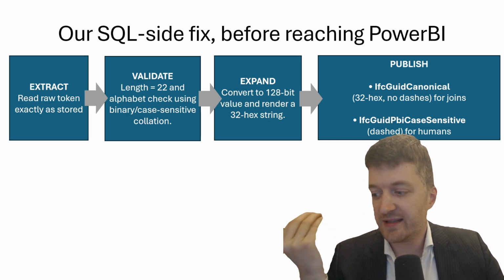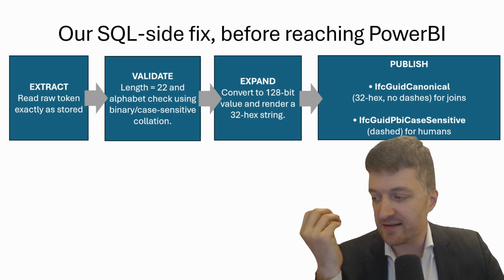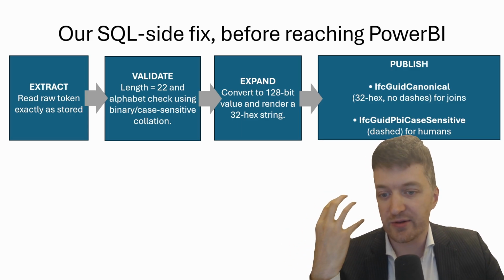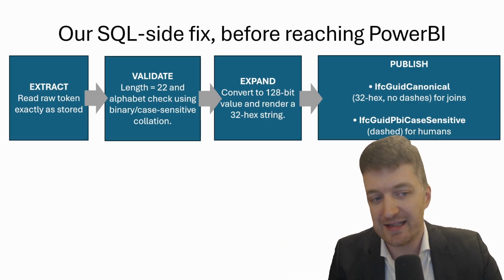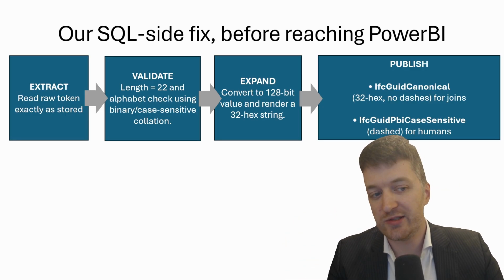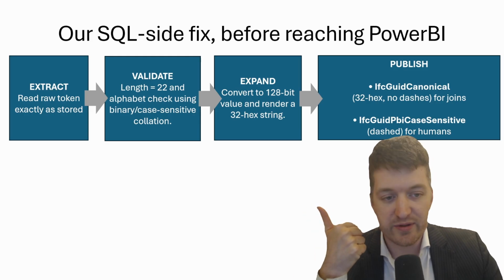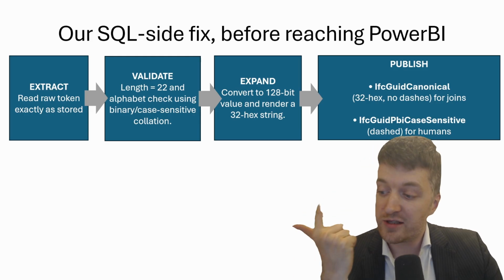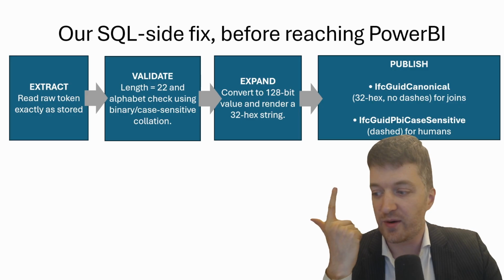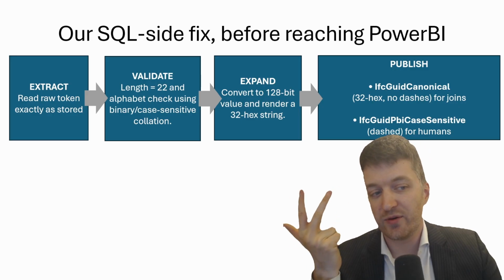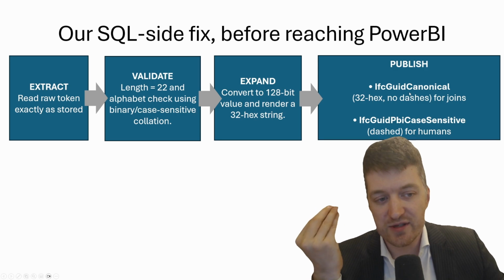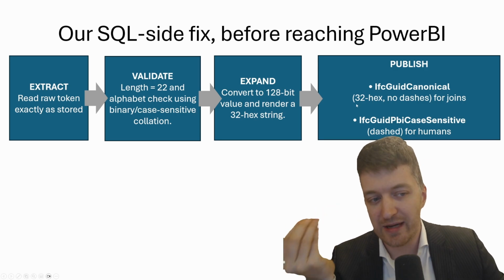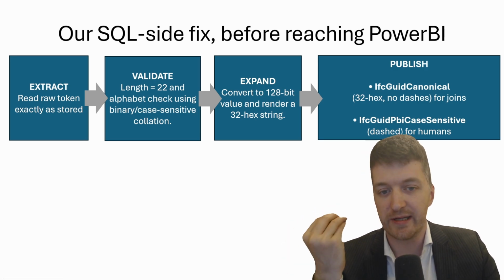So we read the data before it becomes case sensitive. We validate that it is actually a number, that the IFC GUID is valid. We convert it into a 32 hex string, and then we provide you the original that has the broken data, a copy that looks proper but cannot be used for data connection, and then we give you also what we call the GUID canonical, which is what should be used for the connection, which has a 32 hex and is suitable for joining the data.